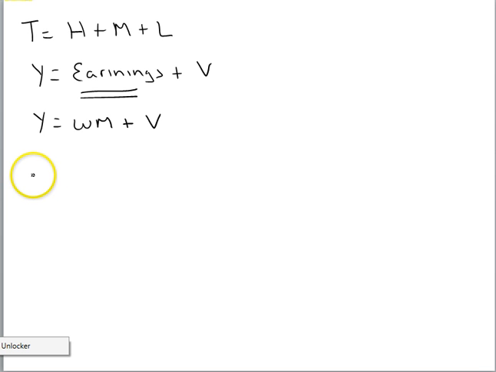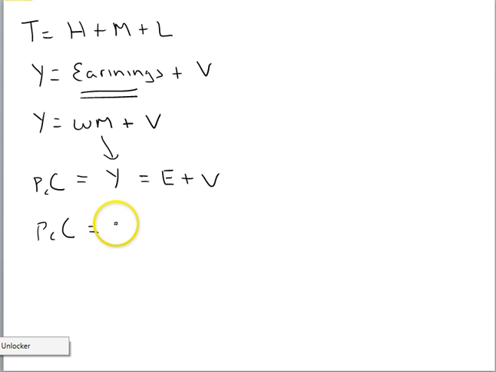Now, in our world, remember, we like to expend everything. So the price of consumption times consumption is equal to my income, is equal to my earnings plus V. We knew that PCC, the price of consumption times consumption, is equal to plugging this in there, WM plus V. And back to here, we know that time is equal to M plus L, and we have plus G, but what if we don't do any household production?